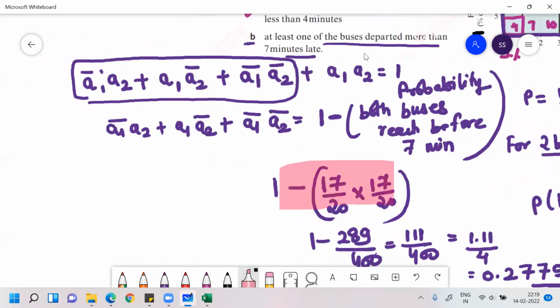I hope you understood that both events are independent. So the probability that the first bus reaches before 7 minutes is independent of the probability that the other bus reaches before 7 minutes. 17 rectangles out of 20 represent the scenario when the buses reach before 7 minutes. So you can easily understand that the probability that a bus reaches before 7 minutes is 17 by 20. Clear, everyone?